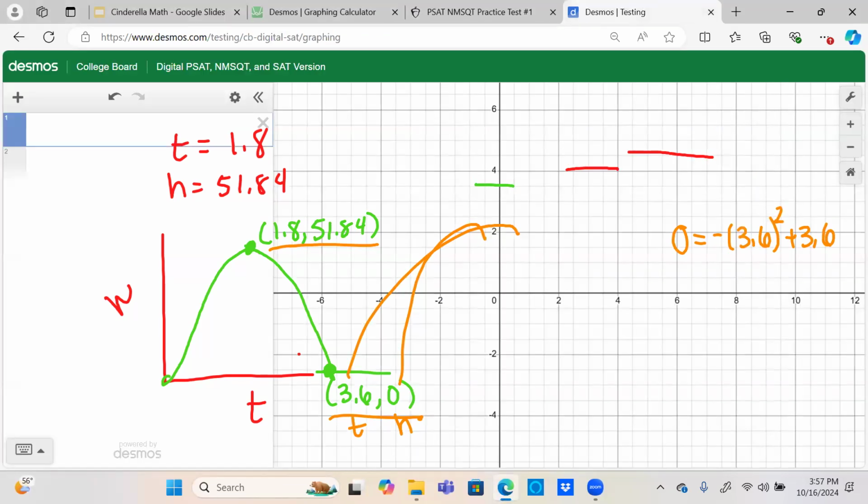So don't do the 0 equals, but just do negative 3.6. Oh, negatives on the outside. 3.6 squared plus 3.6. Does that equal 0? No. So A is wrong.